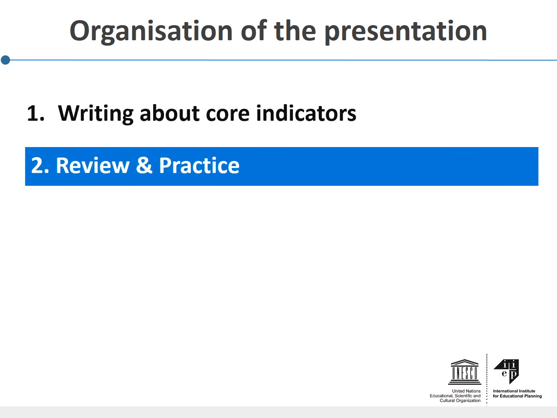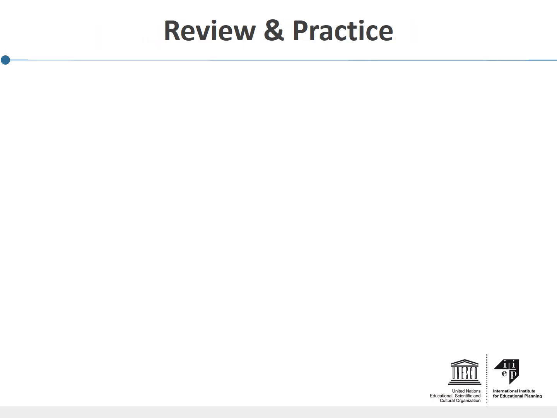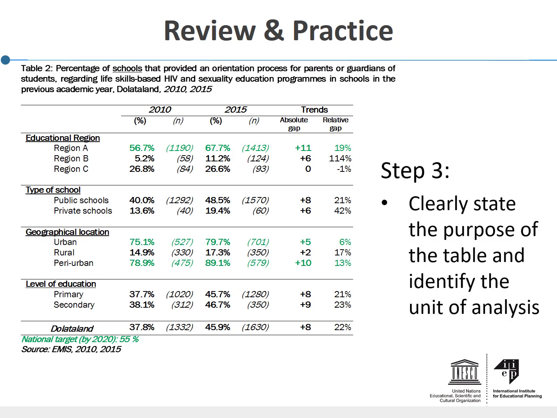Second part, let's review what we have learned and practice. Here is the dummy table filled with the results for the core indicator 4 on the percentage of schools that provided an orientation process for parents or guardians of students regarding life skills-based HIV and sexuality education programs in schools in the previous academic year in Daughterland in 2010 and 2015. That corresponds to Step 2. Now move to Step 3.